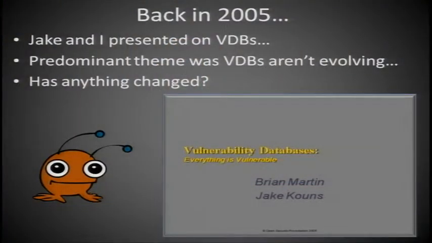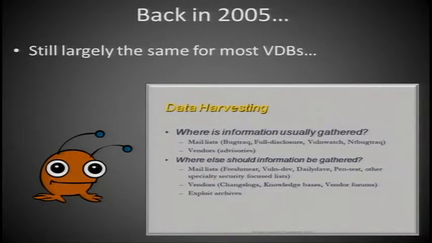Evolution. Back in 2005, Jake and I presented on VDBs at CanSecWest, and our big thing was, hey, they're not evolving. They've been the same for years and years. Why is this happening? Or why isn't anything happening? We're curious if anything changed, and so these are the slides from that presentation. Where's the information gathered? Same sources. None of these VDBs are looking at additional sources, which we've been crying about for years.